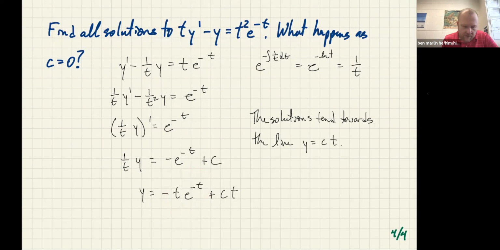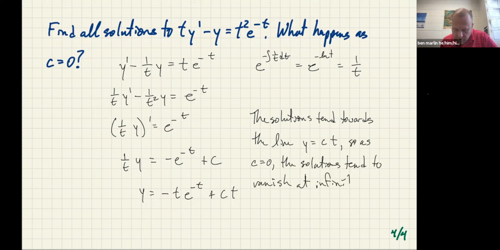Okay. So to answer the literal question that was asked, as c equals 0, the solutions tend to vanish at infinity. There's a technical math term. We like to use anything that's going to 0, we say vanishes. And if it's happening asymptotically, we may also say that it's happening at infinity, or as we tend to infinity.